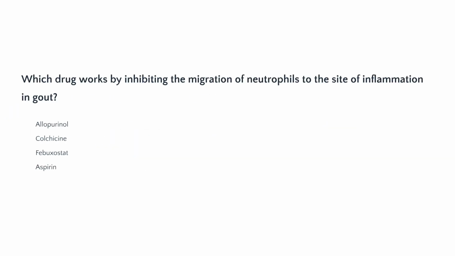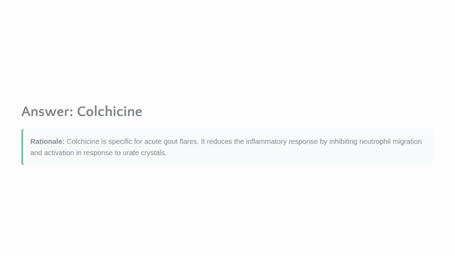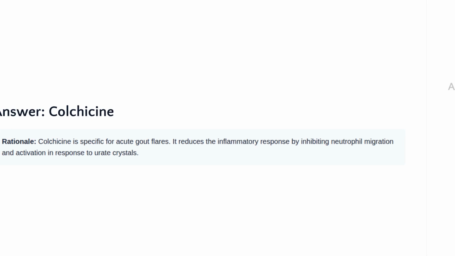Which drug works by inhibiting the migration of neutrophils to the site of inflammation in gout? The answer is colchicine. It is specific for acute gout flares. It reduces the inflammatory response by inhibiting neutrophil migration and activation in response to urate crystals.